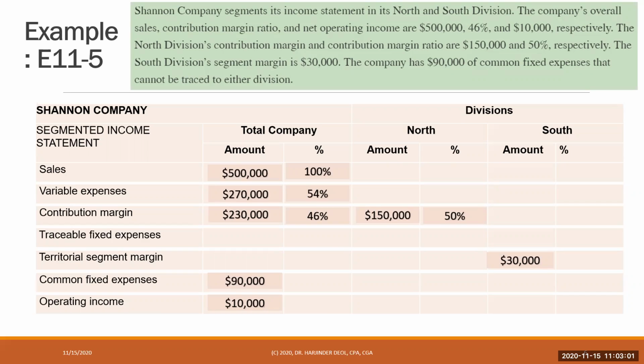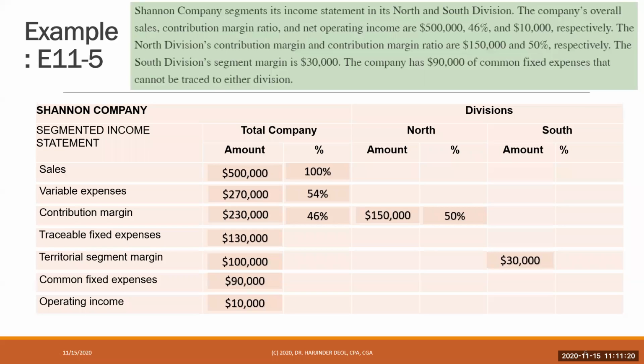Next up, if we look at the operating income being $10,000, and the common fixed costs are $90,000, adding backwards, we get 10,000 plus 90,000. The total territorial segment margin, therefore, is $100,000. And that $100,000 is obtained after subtracting the traceable fixed costs from the contribution margin. So given the fact that our contribution margin is $230,000 and the territorial segment margin is $100,000, we can calculate the total traceable fixed costs to be $130,000.